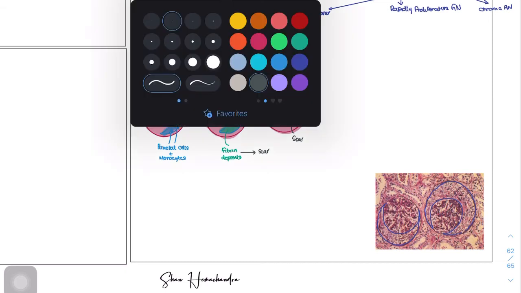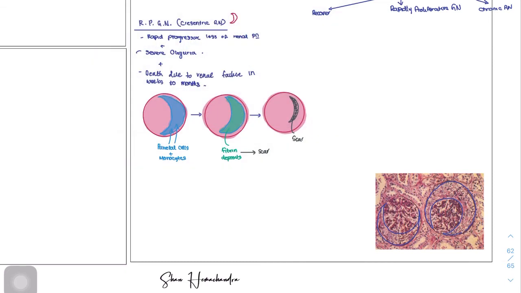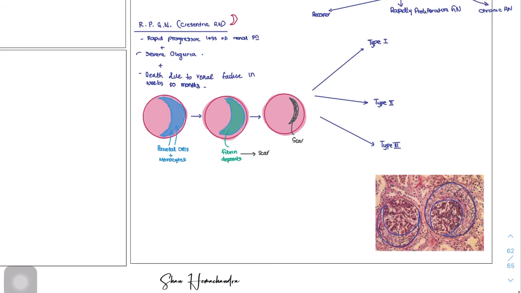So we are going to divide crescentic glomerulonephritis into 3 types. Type 1, type 2, and type 3. So which is the most common type? This and this. It is the least common type, type 1.